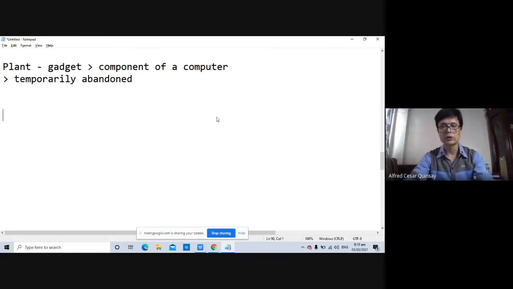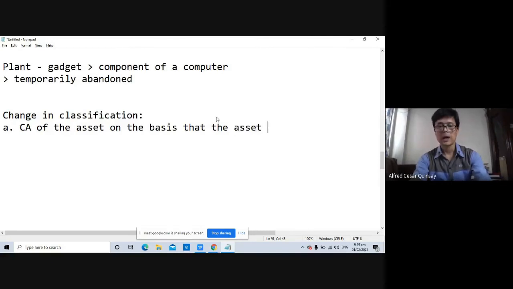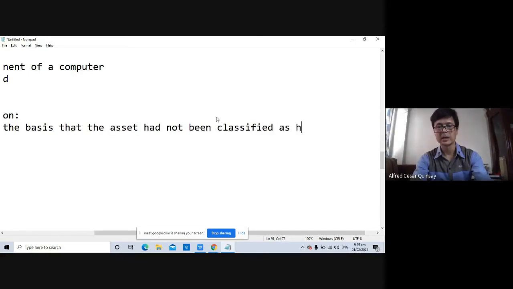Okay, so letter A, ito naman yung change in classification. So letter A, carrying amount of the asset on the basis that the asset had not been classified as held for sale.